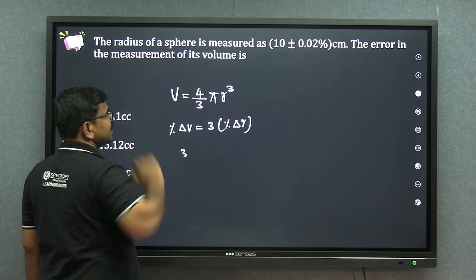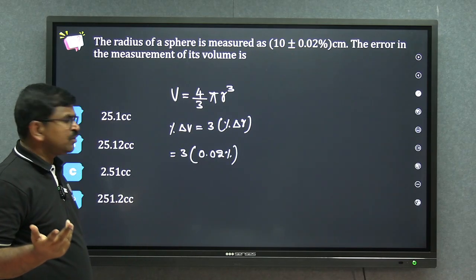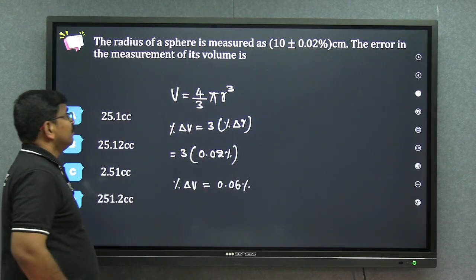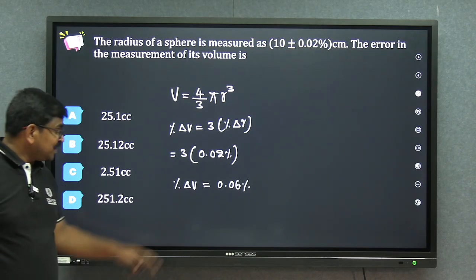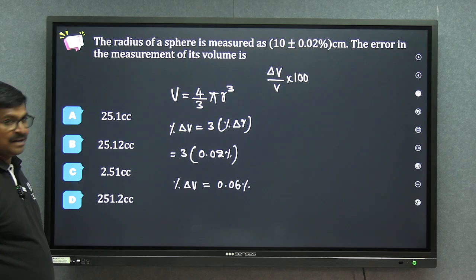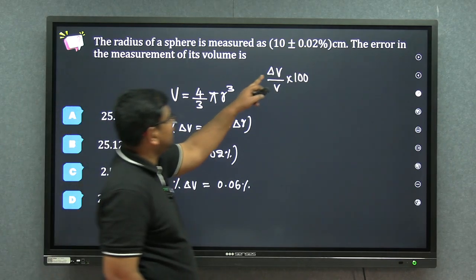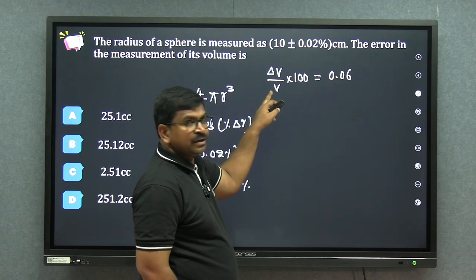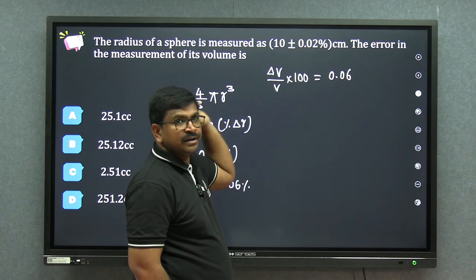And what is the percentage error in r? That is given as 0.02 percentage. So it is simple, 0.06 percentage. But the question is not percentage error. The question is absolute error. So for that, how to handle? Percentage error is delta V by V into 100, which is 0.06. And from this, you just find out the delta V.